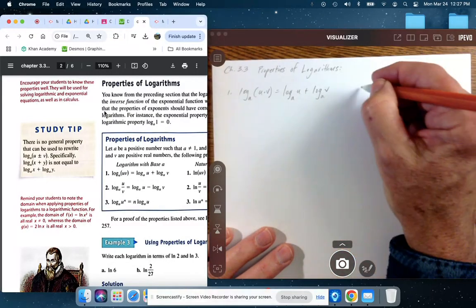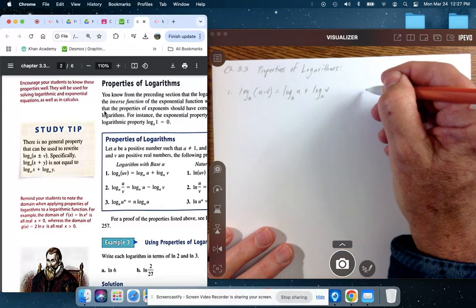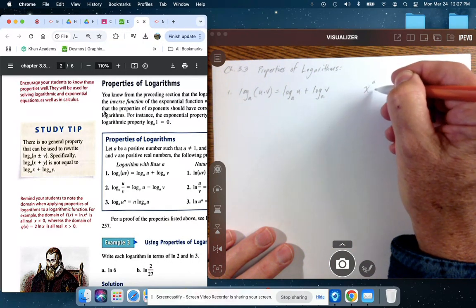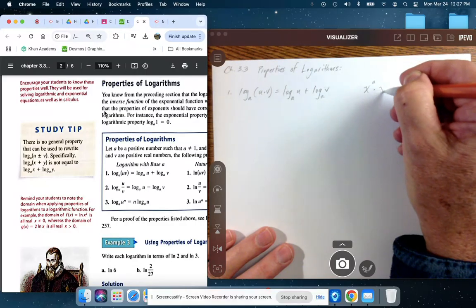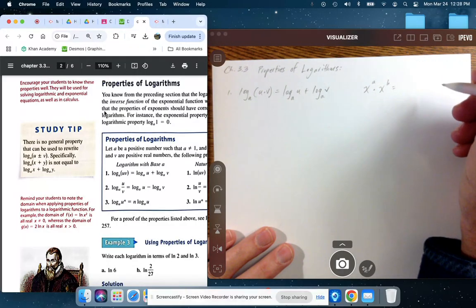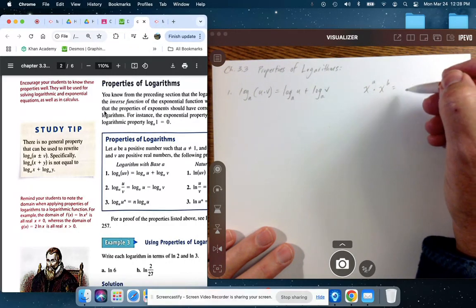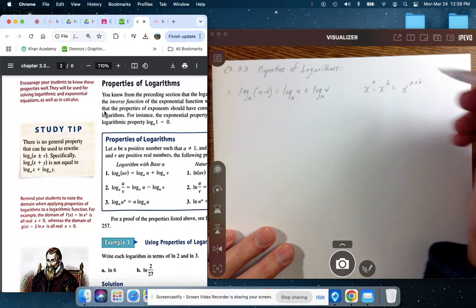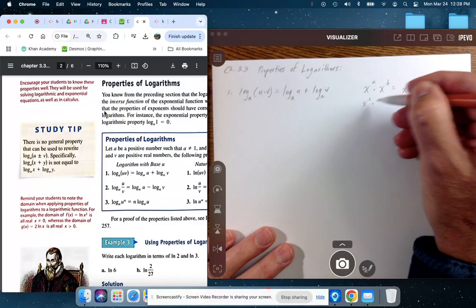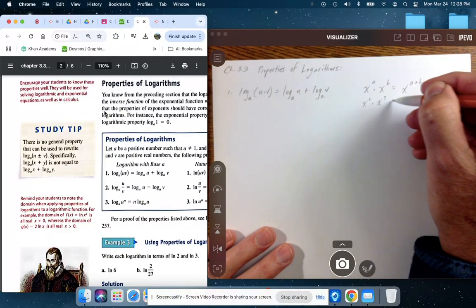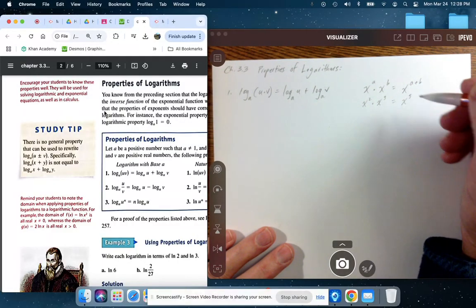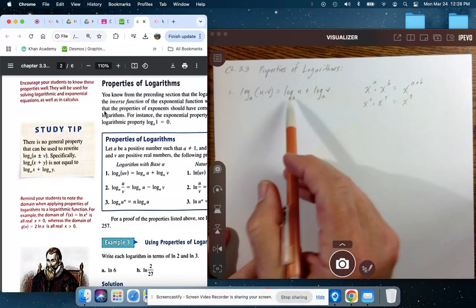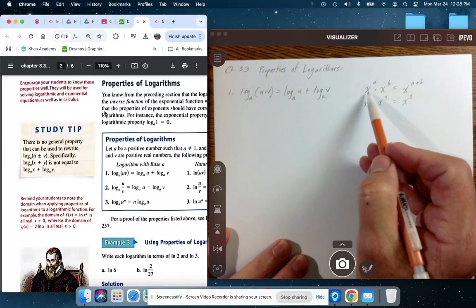If you remember in exponentials, you could have x to the a times x to the b, and that equals x to the a plus b, right? So an example would be x squared times x cubed is x to the 5th. So when you're multiplying, you actually add the exponents. So it's related to this same property for exponentials.